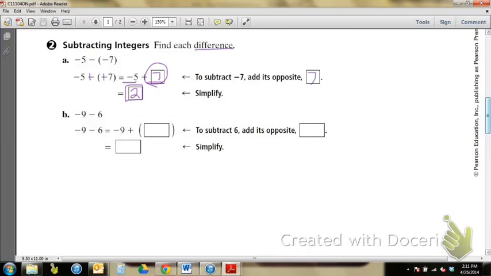Negative 9 minus 6 is really negative 9 plus a negative 6. Now, they have the same signs. I added the opposite, negative 6. Same sign, so I add my numbers to get 15. And if both numbers are negative, my answer is also negative.